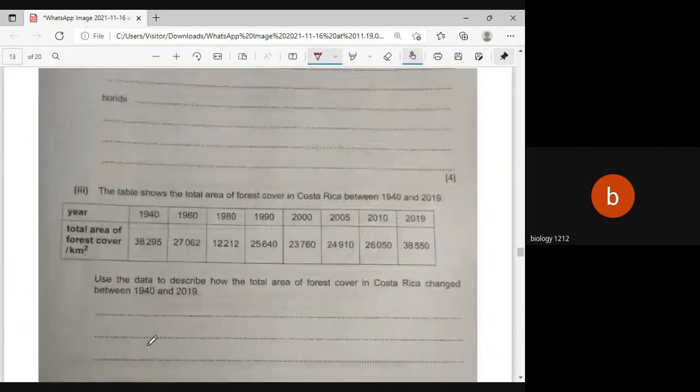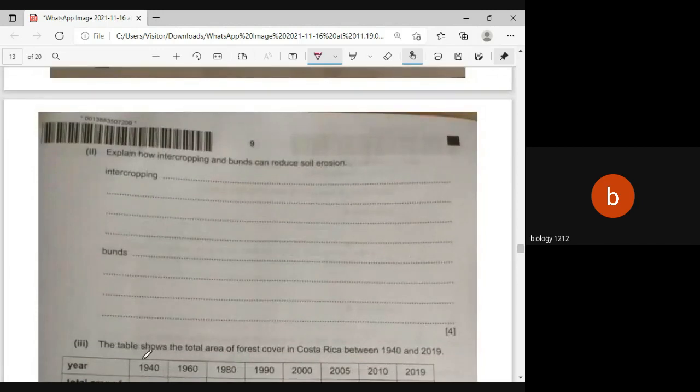Next, what we have here is: explain how intercropping and bunds can reduce soil erosion. Now, please remember this is one of the preventive measures of soil erosion. Sometimes they will ask you about the different ways to reduce soil erosion. So here, intercropping and bunds. Remember this, because most of the questions are on intercropping and bunds.